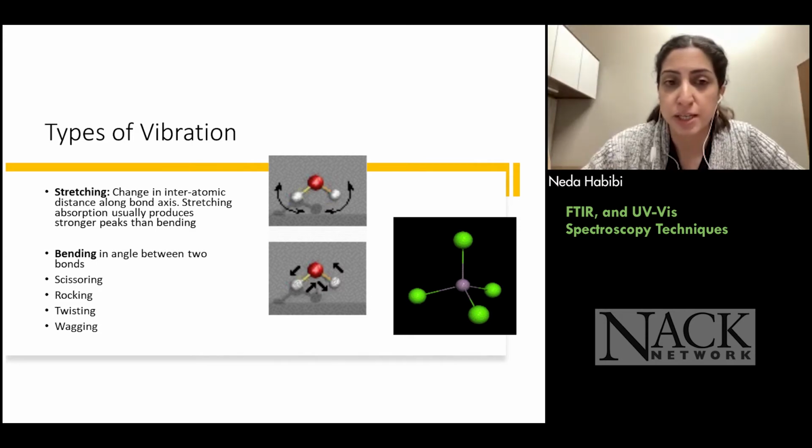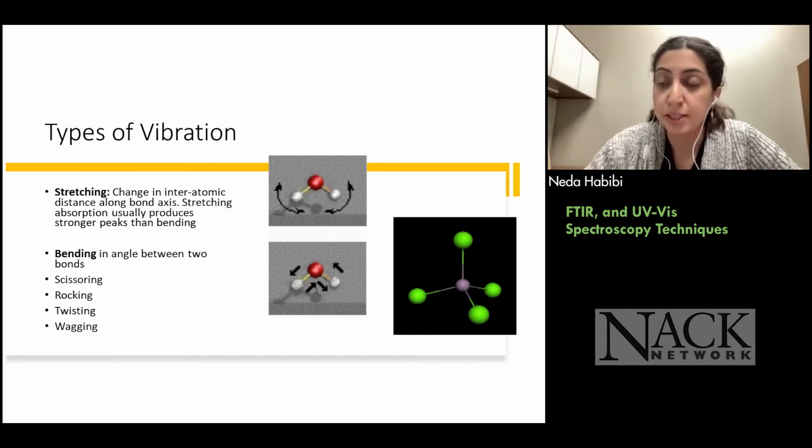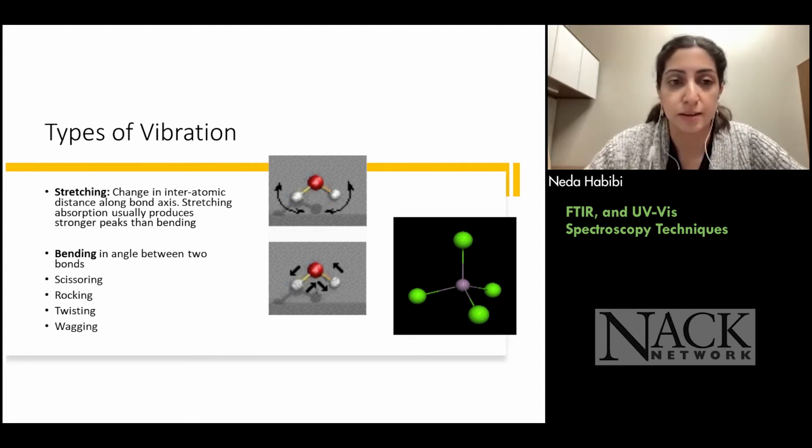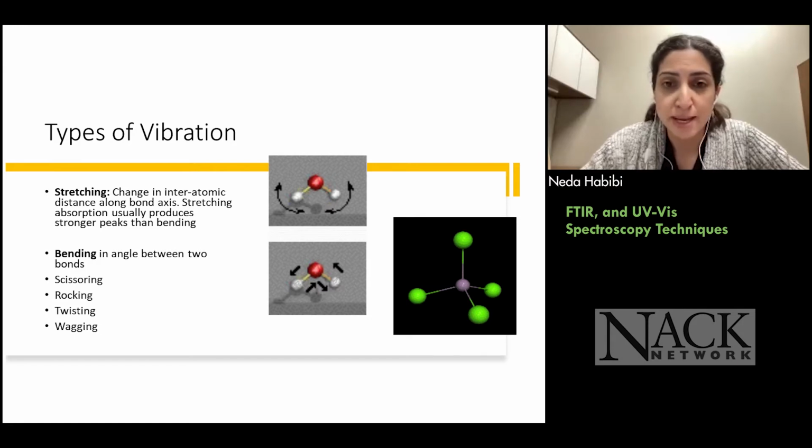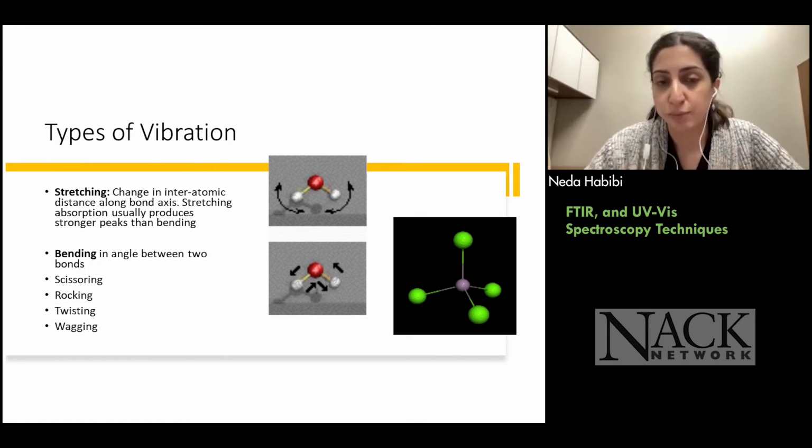Stretching is a change in the interatomic distance between the atoms with respect to each other. Stretching can be symmetrical or anti-symmetrical. In symmetrical, both atoms at the same time are going away from the central atom and coming back. In the anti-symmetrical, one atom is going away from the central atom and one atom is going near, so it's anti-symmetrical. In bending, we have a change in the angles between the atoms.